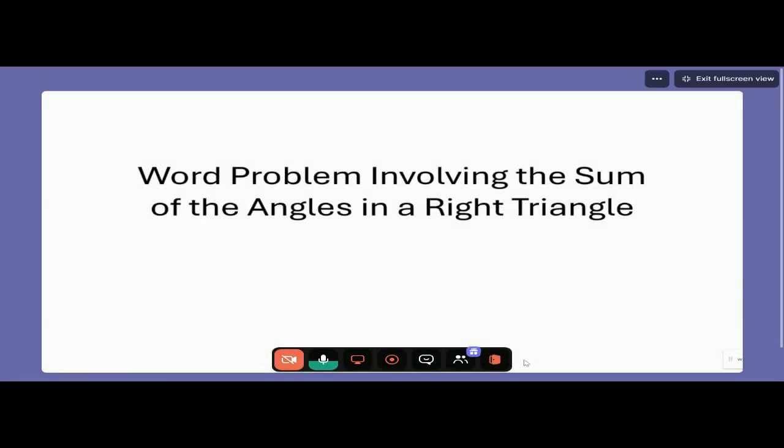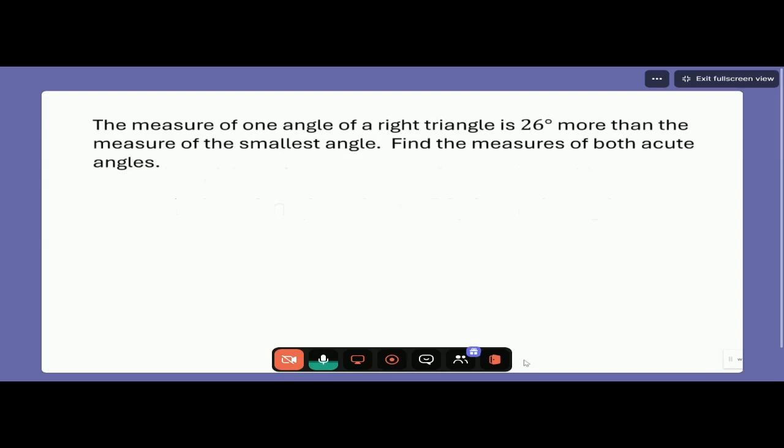All right, hi there. This is just a quick little video about a word problem involving the sum of the angles in a right triangle where we're given some partial information and we're asked to find all the missing angles. So here's the question. The measure of one angle of a right triangle is 26 degrees more than the measure of the smallest angle. Find the measures of both acute angles.